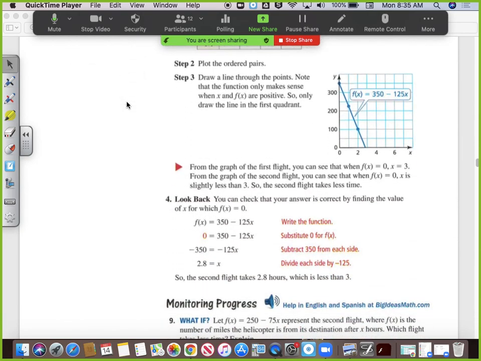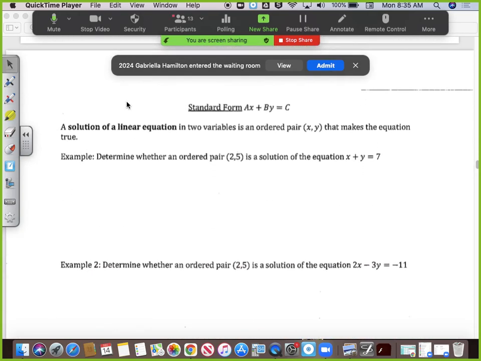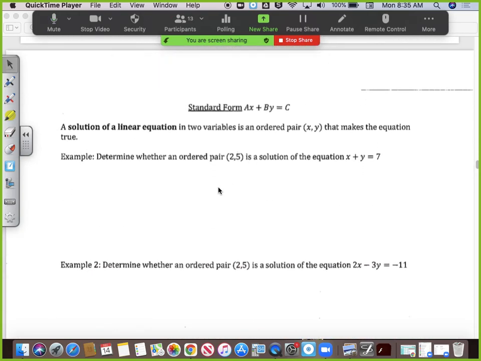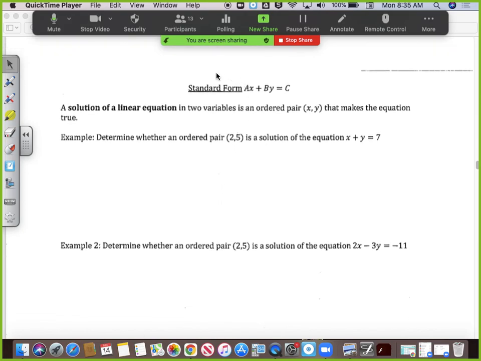So what we have in this next section, this begins section 3.4, and 3.3 was all about what I just explained. 3.4 starts out with equations in a certain form. The form is called standard form. What we're going to be doing today is looking at linear equations.